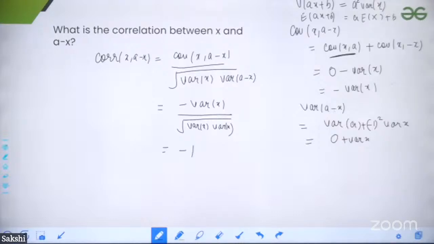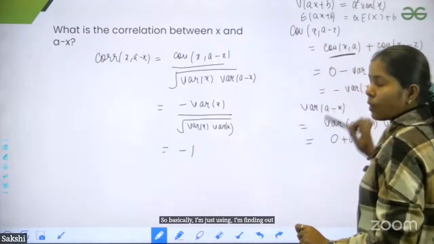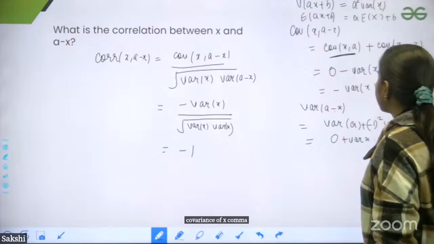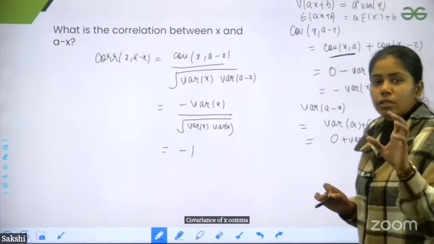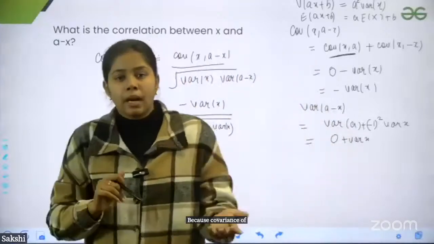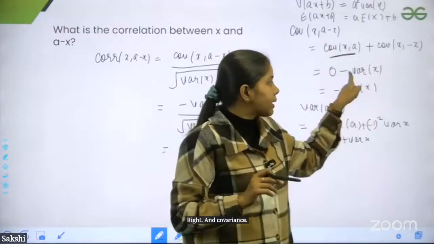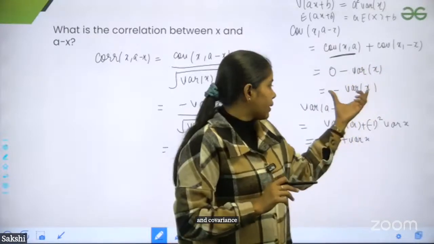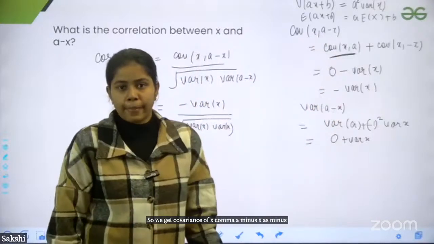Okay, let's discuss this question again, guys. I'm finding the covariance of x comma a minus x. I can break it down as covariance of x comma a plus covariance of x comma minus x. Covariance of x comma a is 0 because the covariance of a variable with a constant is always 0. I can take the minus sign common because of the covariance property, and covariance of x comma x is variance of x. So we get covariance of x comma a minus x as minus variance of x.